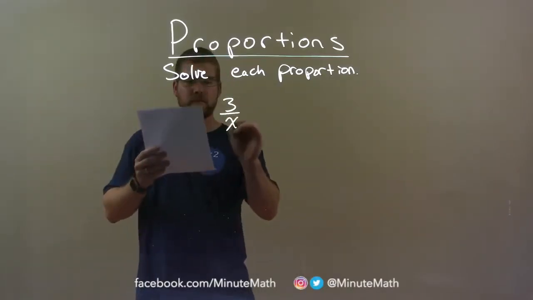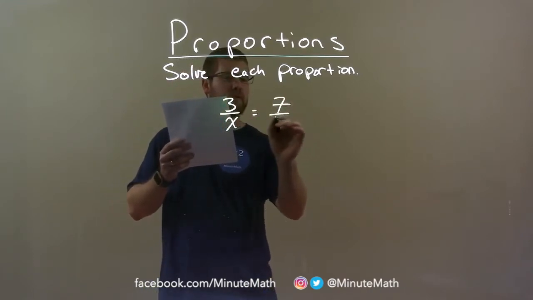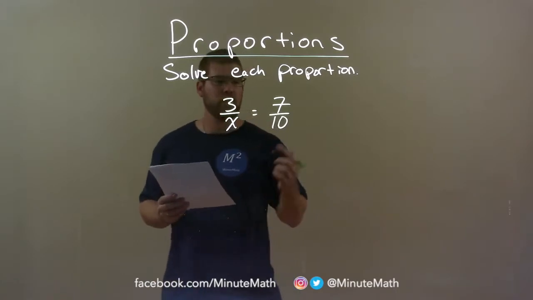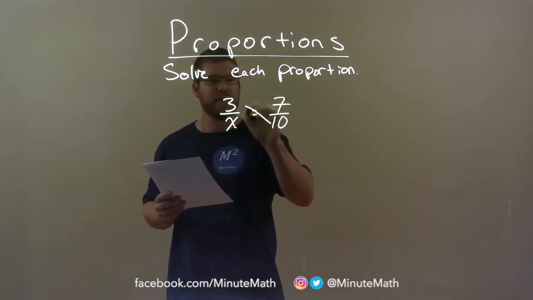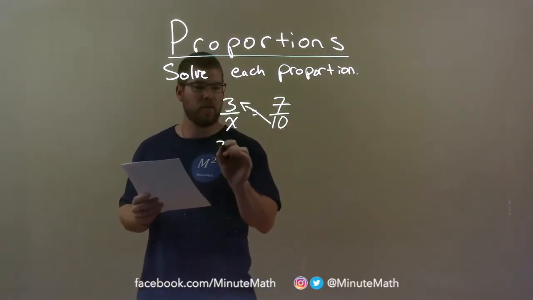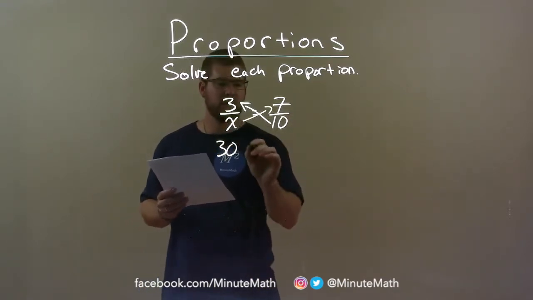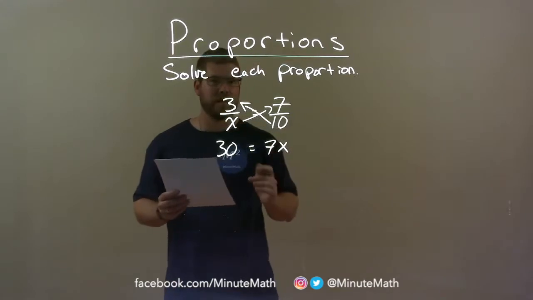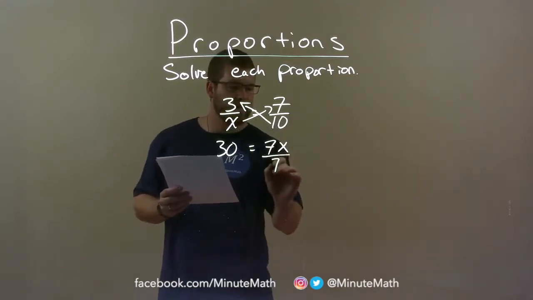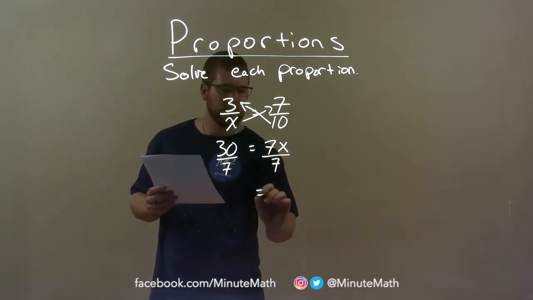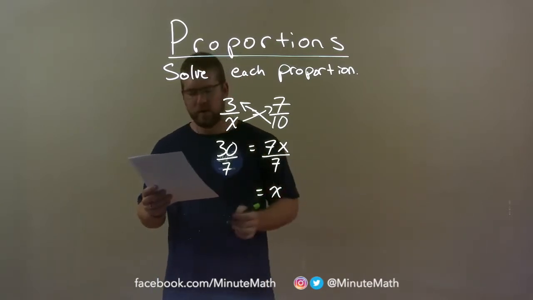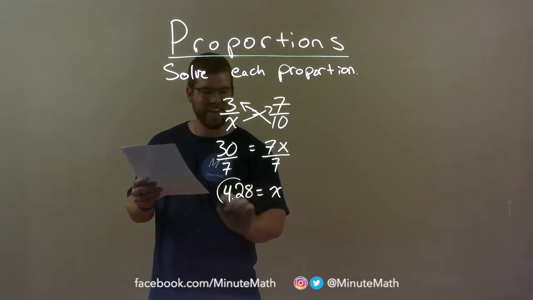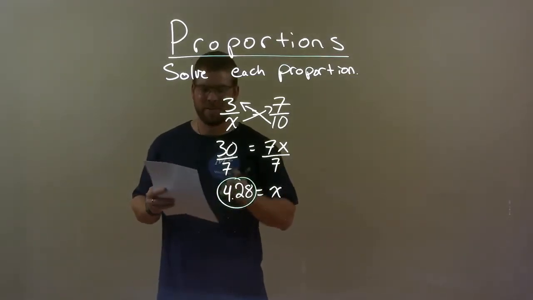3 over x equals 7 over 10. Okay? Well, first thing I want to do is cross multiply. 10 times the 3 is 30, and x times 7 is just 7x. Then from there, we want to get x by itself. So I divide by 7 to both sides. This gives me x by itself, and 30 divided by 7 is 4.28. So there is our final answer.